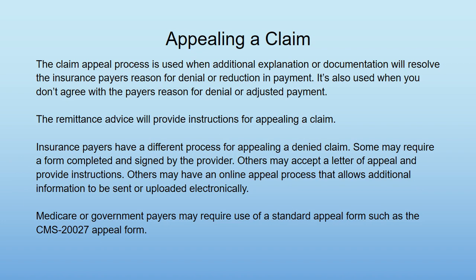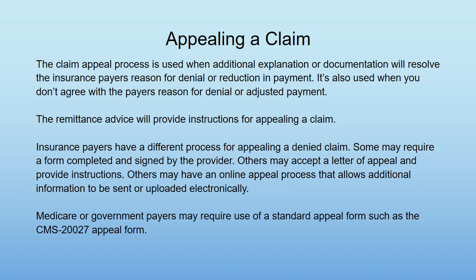Appealing a claim. The claim appeal process is used when additional explanation or documentation will resolve an insurance payer's reason for why they're denying a claim or reducing the payment. It's also used when you don't agree with what the payer's giving you as a reason for this denial or adjusted payment. The remittance advice typically will give you instructions for how to appeal a claim, but most insurance payers have different processes for appealing a denied claim or a reduced claim.